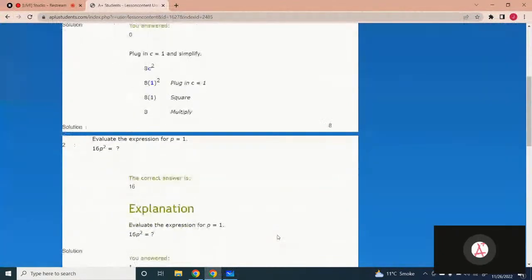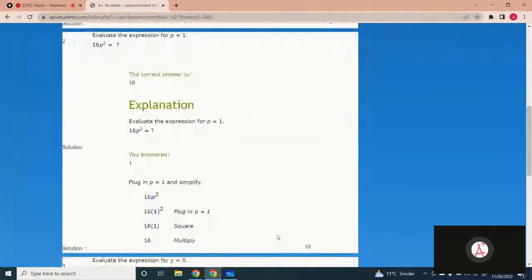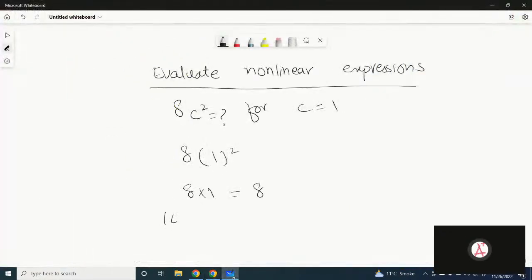The next one is 16p square for p equals 1. You have to calculate the value of 16p square for p equals 1. Got it? Just replace p with the value, it would be 16 and 1 square. So 1 square is 1, so it would be 16 times 1 equals 16. Got it?